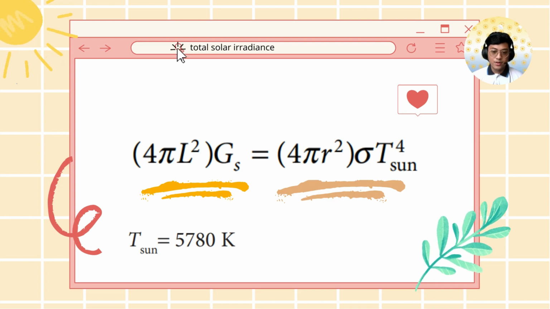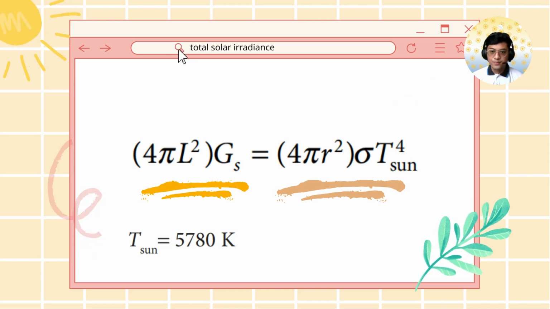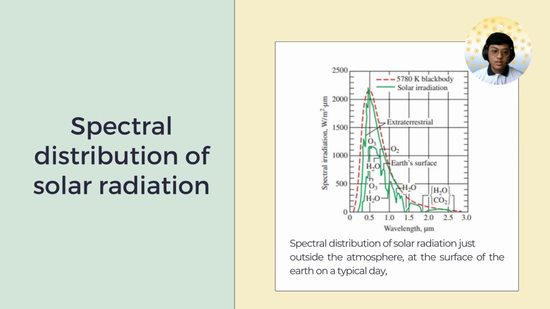The effective surface temperature of the Sun is determined from this equation to be T sub sun is equal to 5780 Kelvin. That is, the Sun can be treated as a black body at a temperature of 5780 Kelvin. Now we have here the spectral distribution of solar radiation.